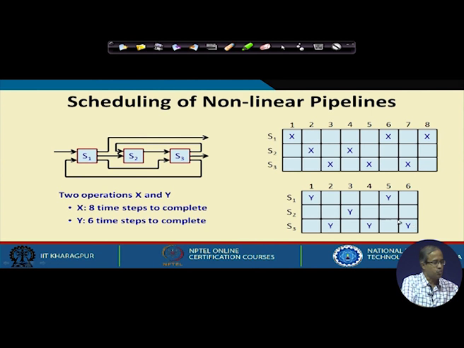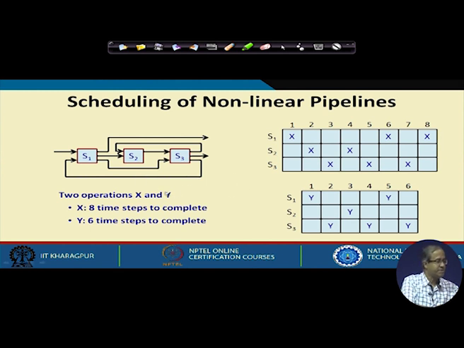Similarly, for the function y, it again starts with S1, goes to S3, S2, S3, S1 and finally S3, where it finishes. So, from S3 it exits. So, x will exit from here, y will exit from here. With the help of this example, let us explain how scheduling of this pipeline can take place.